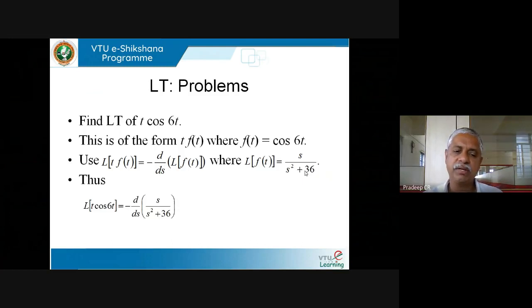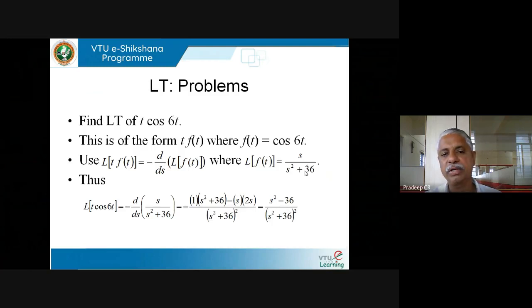So Laplace of t cos t is minus d by ds of s over s squared plus 36. Now, to do that, it's the quotient rule: denominator squared, into derivative of the numerator times denominator minus numerator times derivative of the denominator. So I've done that here and I get this answer. Don't trust me that the final answer is correct. Mostly it will be correct, but it could be wrong. So please check because I could have made mistakes with plus and minus and squares and things. Please check these things on your own.